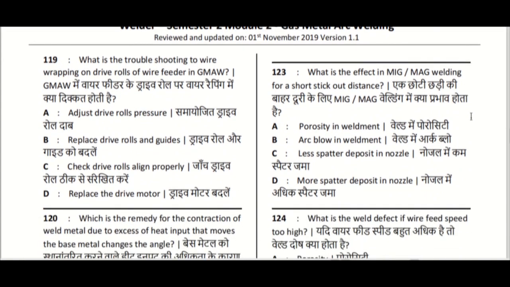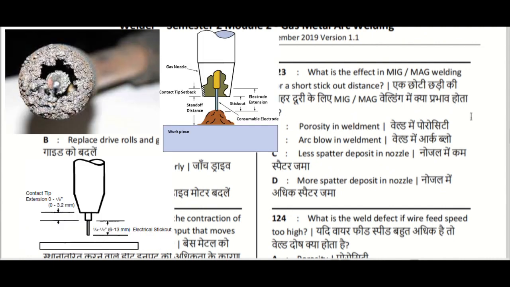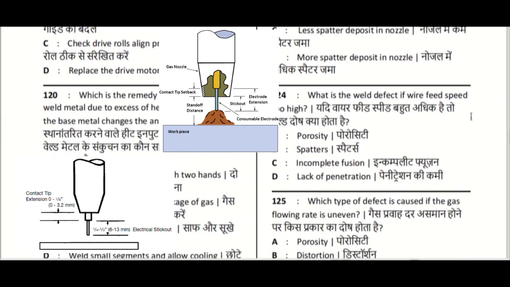What is the effect in MIG or MAG welding of a short stick out distance? Due to the short stick out distance, more spatters deposit in the nozzle.